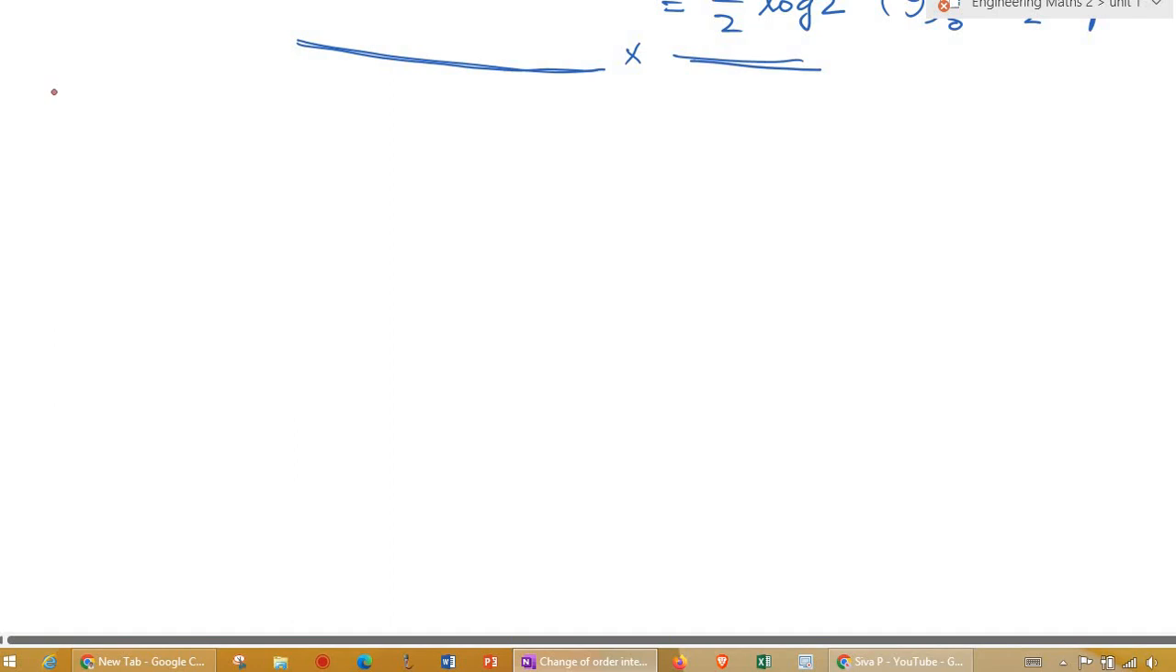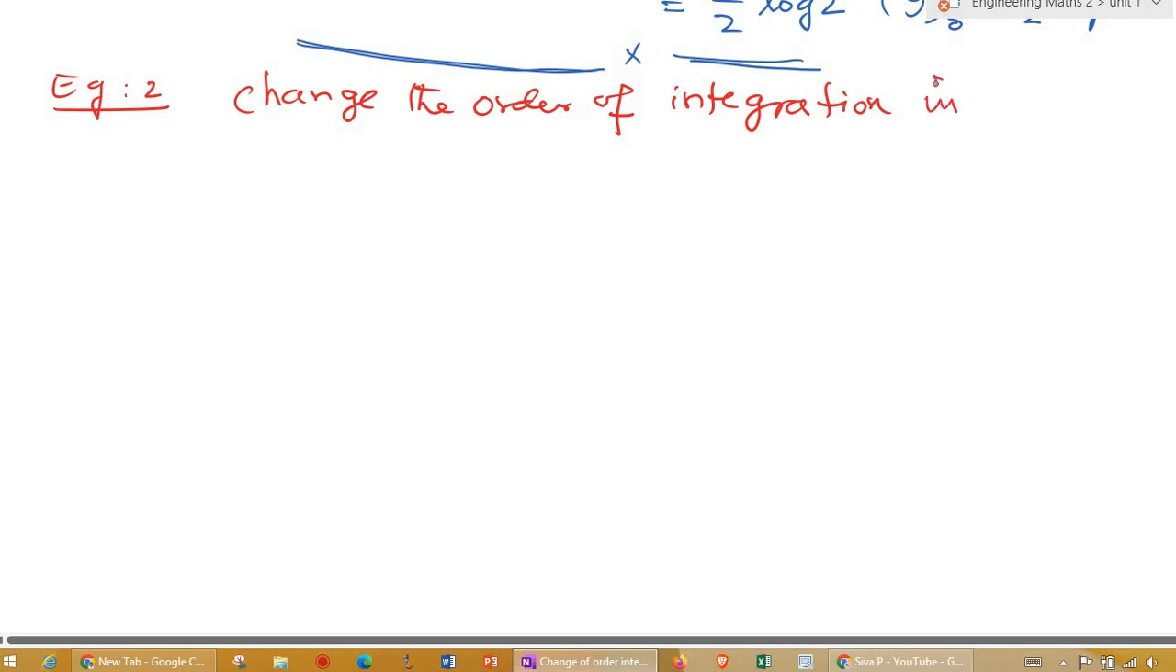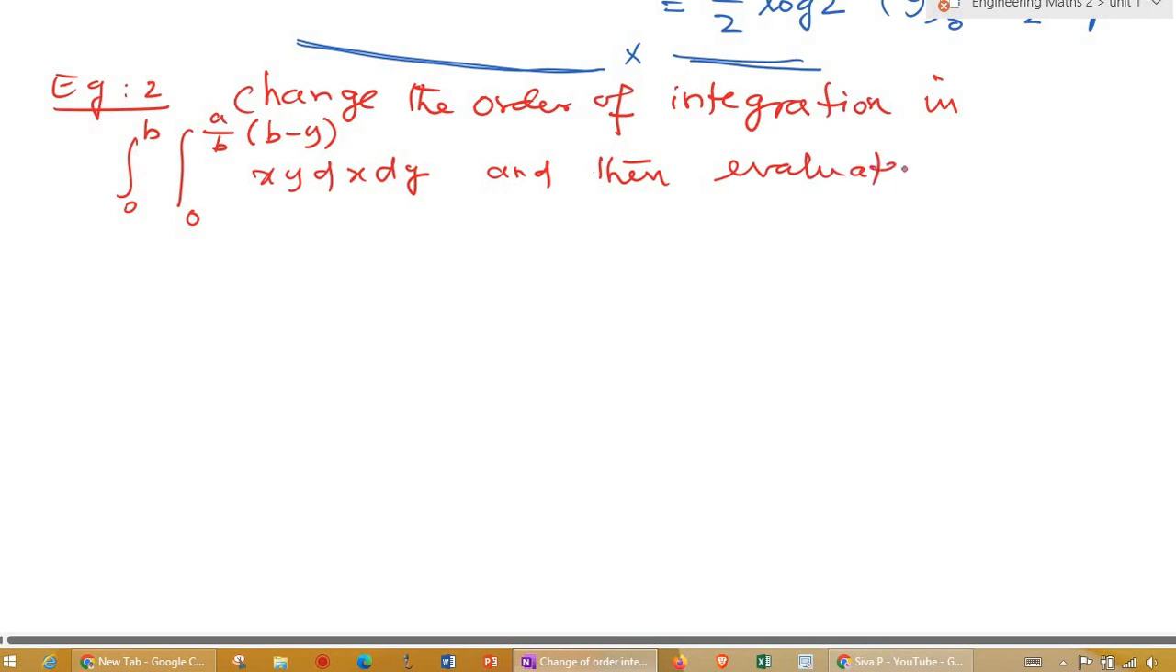Take that pen, write example number 2 in the class. Example number 2: change the order of integration in the integral over 0 to b, integral over 0 to a by b into b minus y, of xy dx dy, and then evaluate it. Write the solution for this.